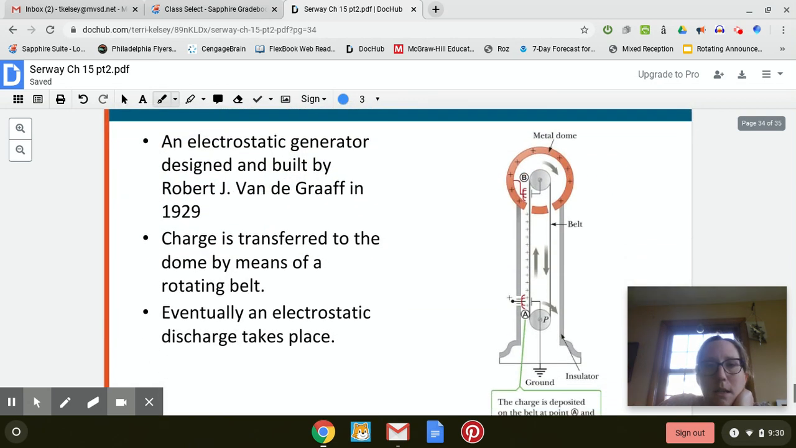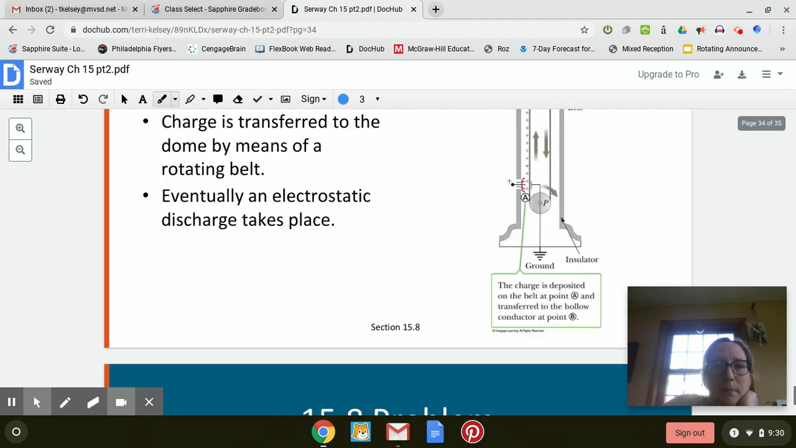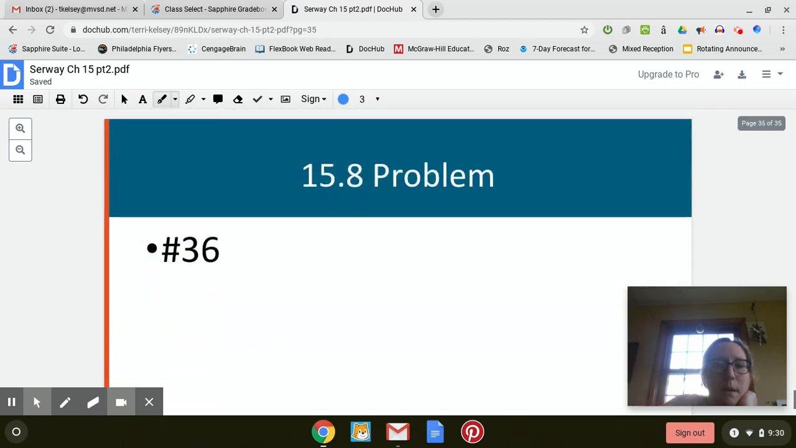Here is the slide explaining how the Van de Graaff works. That's the thing we were all looking at. There's a belt inside here that is made of rubber. You can see here how it ends up with a positive charge. Because of that, it pulls the negative charge off of the outside of the dome, making the dome positive. And there's a problem for 15.8.